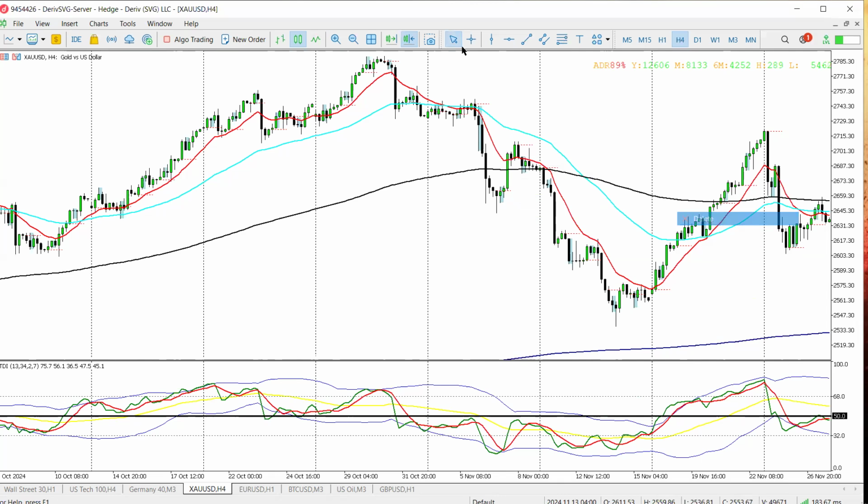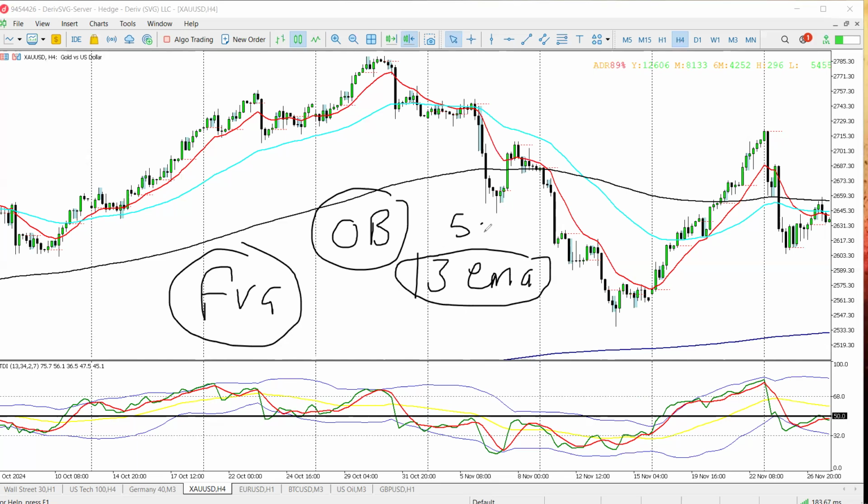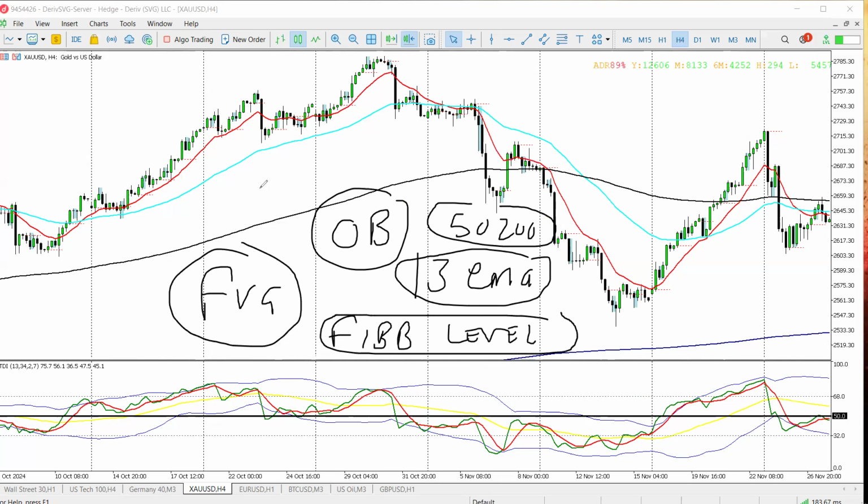So as price is retracing, it's retracing either to find an OB, to find a fair value gap, to find a dynamic support and resistance, which will most likely be the 13 EMA or the 50 or the 200 or the 800, or it's retracing into a fib level, right? So these are the main points of interest. Each time we're coming up with a setup, these are our main points of interest.